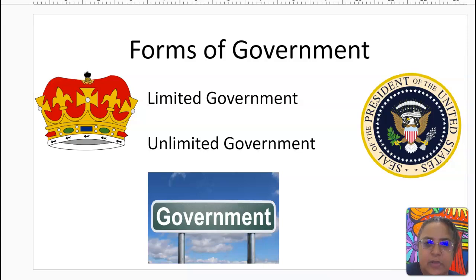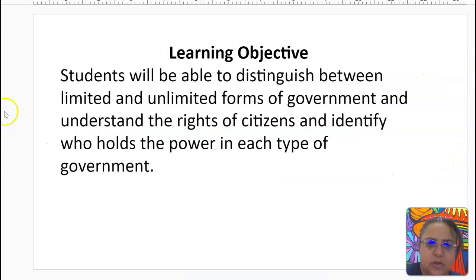Forms of government: limited government, unlimited government. Learning objective: Students will be able to distinguish between limited and unlimited forms of government and understand the rights of citizens and identify who holds the power in each type of government.